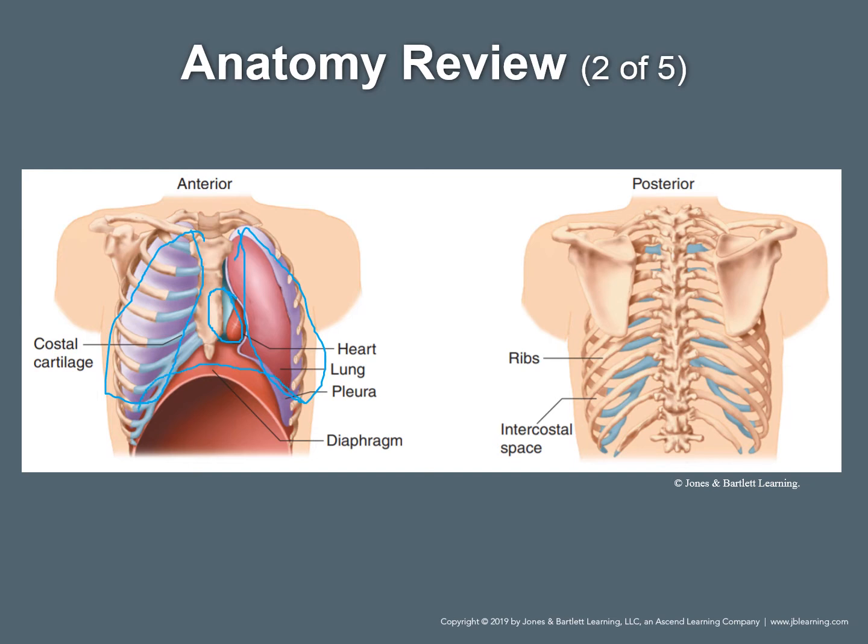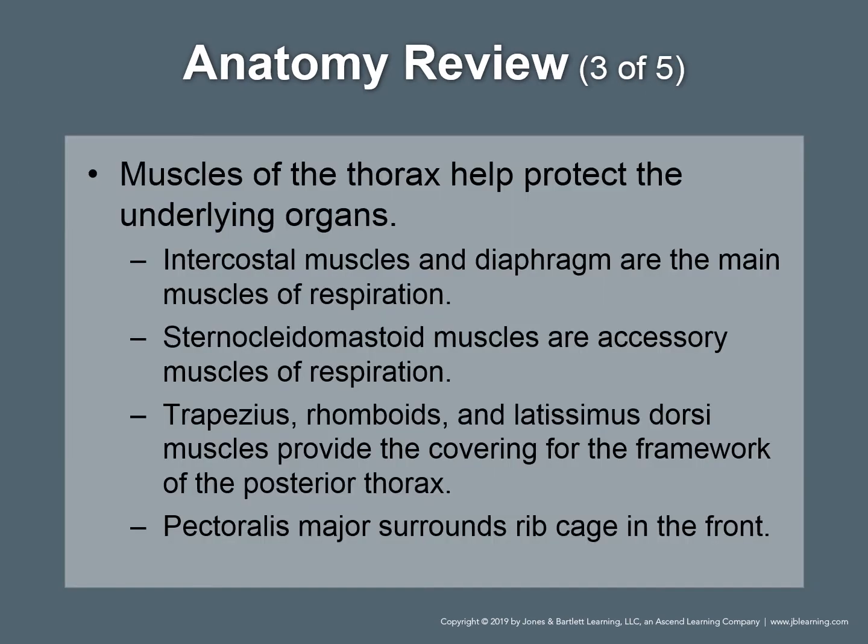Diaphragm here, and then you have your ribs that articulate with the sternum, and that piece right there would be the sternum. On the back part of the chest, you have your ribs here that articulate with the spinal column. You have your scapula, and then you have your intercostal spaces, that's on both sides, but this space right here between your ribs, that's considered your intercostal space.